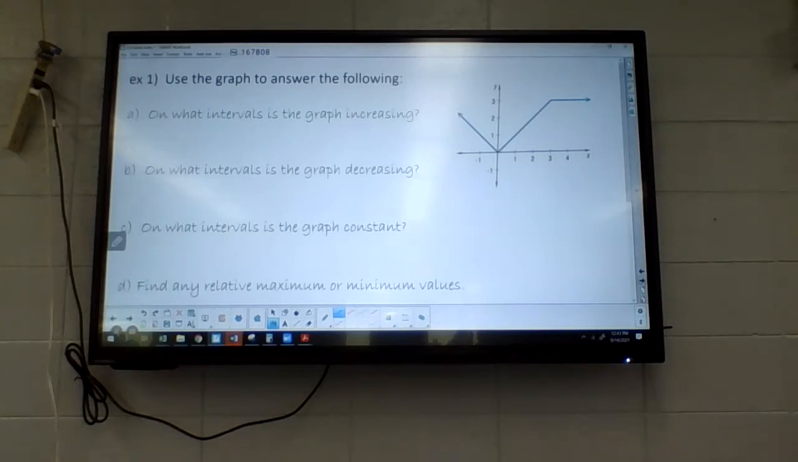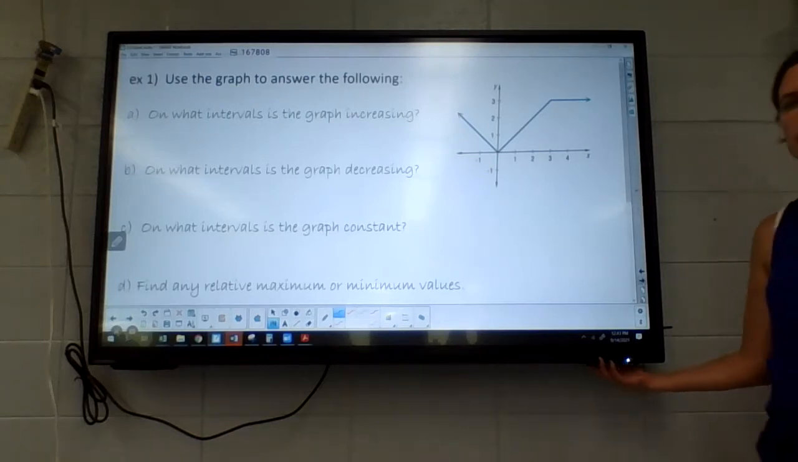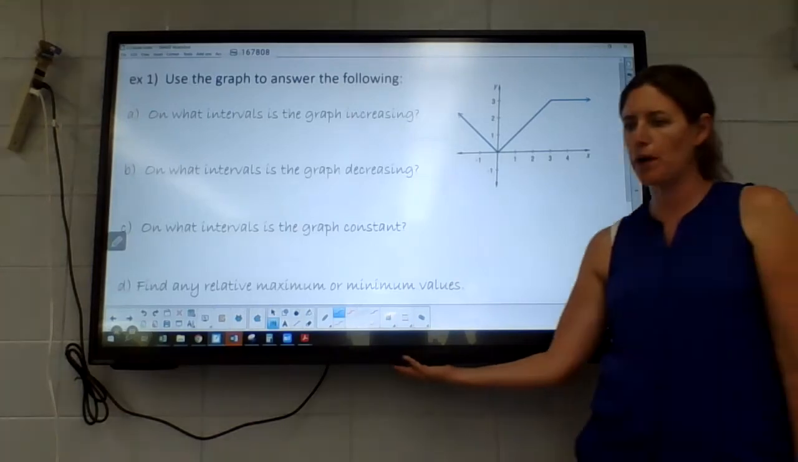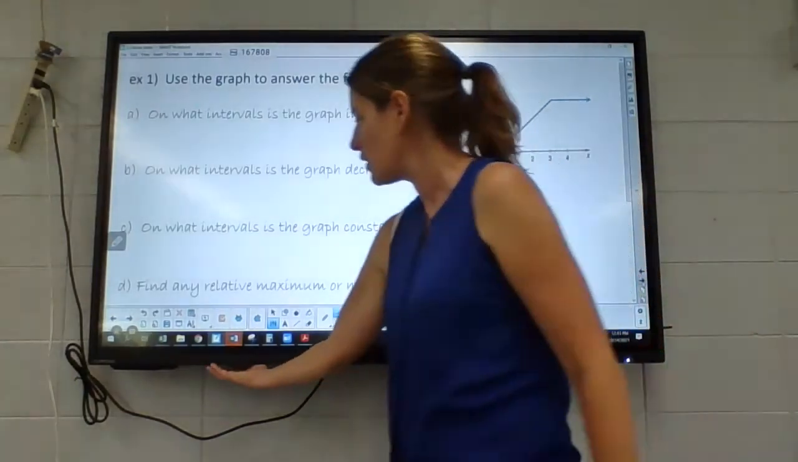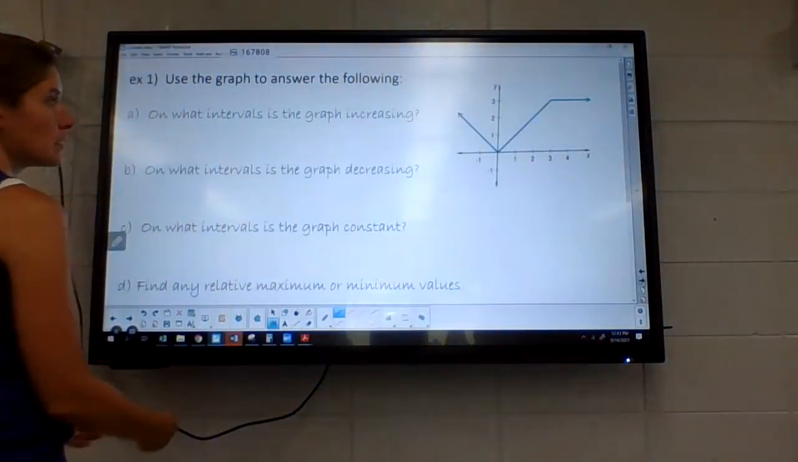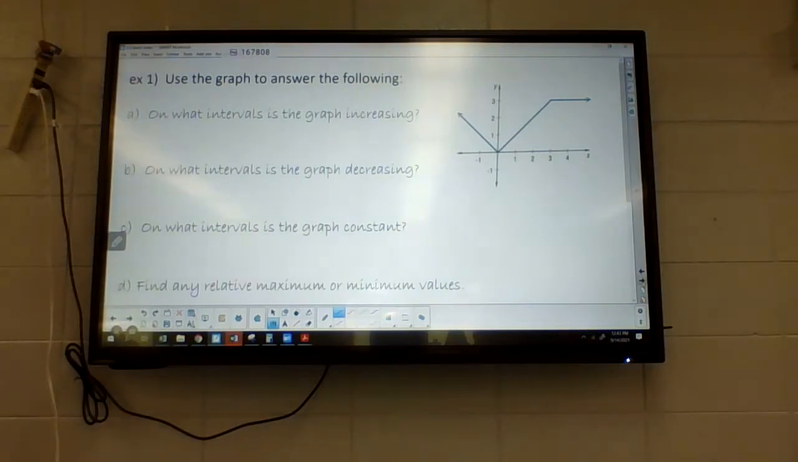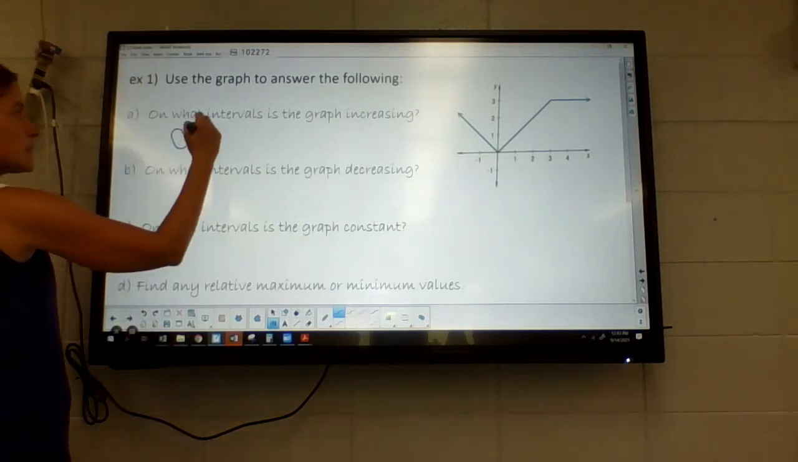Okay. So on what intervals is the graph increasing? When they're talking about intervals, they just want you to write that with an inequality. So from where to where is the graph increasing? 0 to 3. So from 0 to 3.